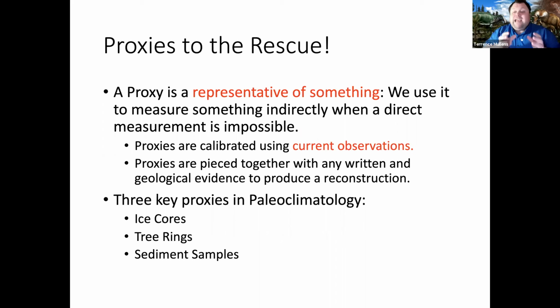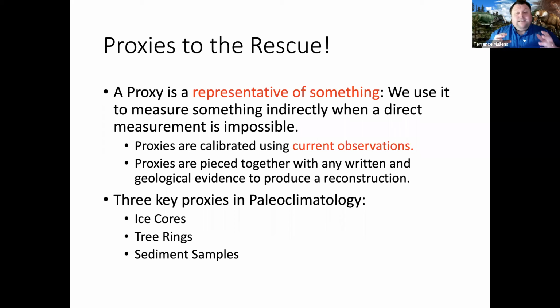Well, since we don't have accurate temperature records prior to 1880, we use proxies to represent temperatures prior to 1880. In order to make sure that these proxies are accurately speaking for us, we calibrate them using current observations. So we look at what the proxy said about 1950 compared to what the actual temperature record said about 1950. And we do that for every year. And the more data we have and the more that we do this, the more dialed in we have these proxies and a better sense of what they're telling us.